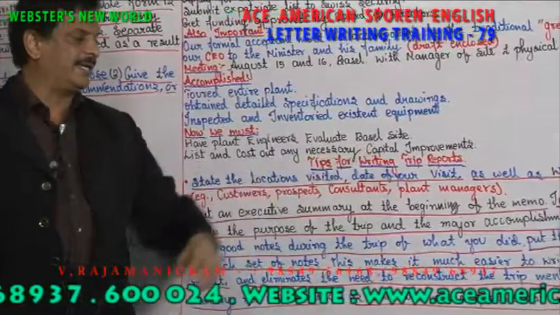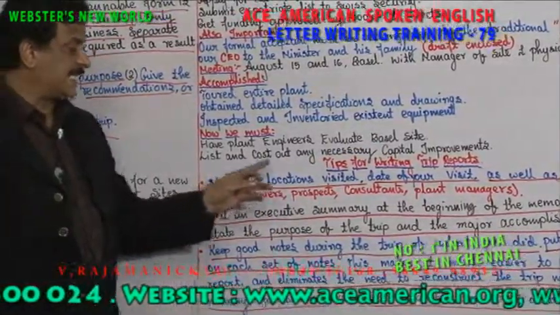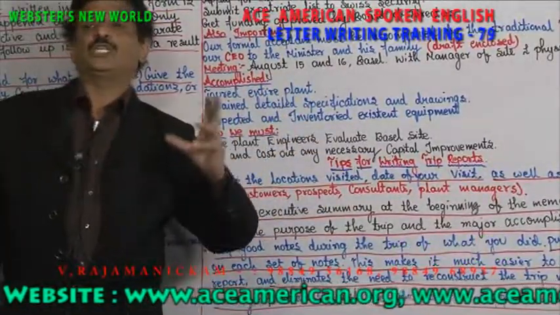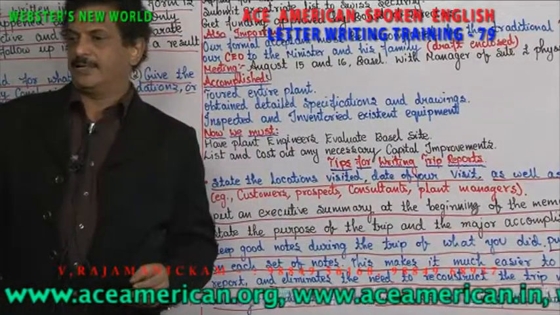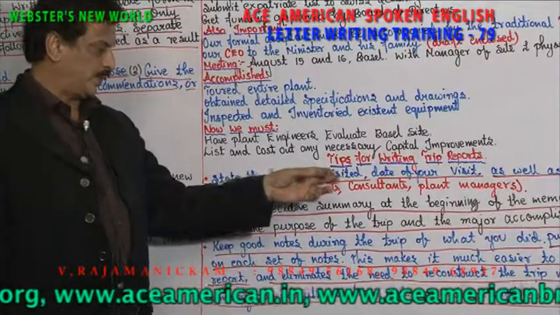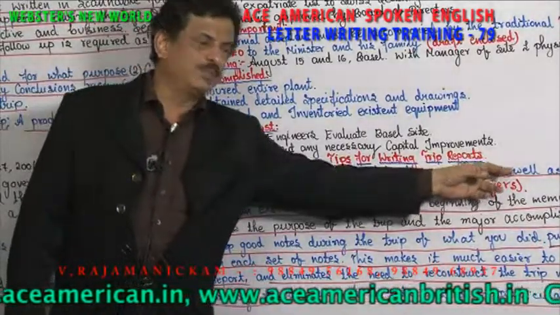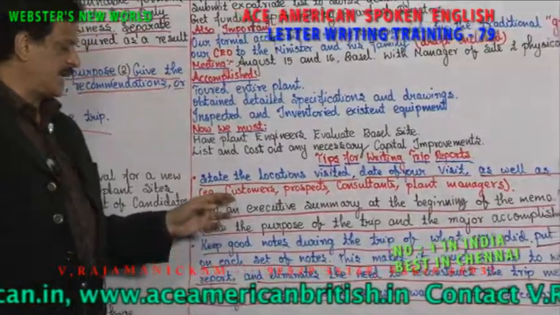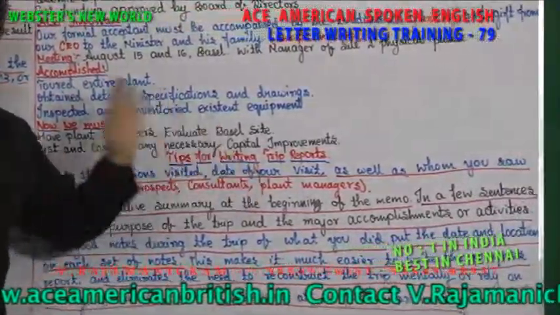So the tips for writing trip reports. Number one, state the locations visited. So whichever area you have visited, you have to write it. For example, Delhi, now which plant you have visited, the date of your visit, as well as whom you saw. Whom all you saw, you have to say customers or prospects, consultants or plant managers.